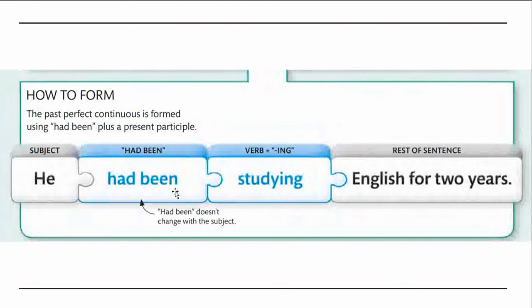So, had been remains as such, and it is an essential part of the past perfect continuous tense where the verb is with ing. The verb can change, but had been remains constant. So he had been studying English for 2 years is the sample sentence that we have before us. At present, you may construct a few sentences for a better understanding. Let us proceed.